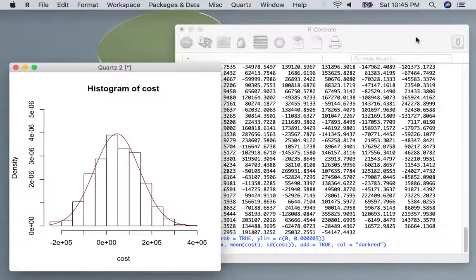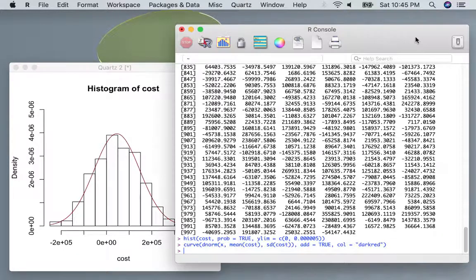So add equals true, it's just saying, instead of making a new graph with the bell curve, add the bell curve to the histogram. Color equals dark red, so make the bell curve dark red. You can change to dark blue, green, orange. Try different names of colors in there and see which ones it could do.